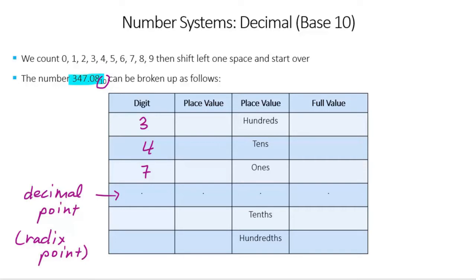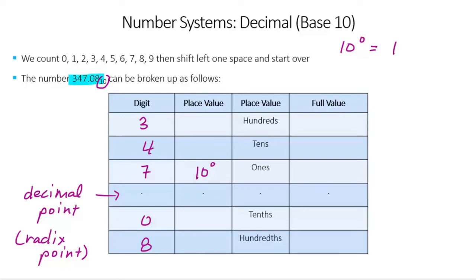After our decimal point, we have a 0 and an 8. What does the 3, the 4, the 7, the 0, and the 8 represent? Well, the 7 is in the ones place value. It represents 7 pieces of candy, or whatever it is that I'm counting. We can write this as the 10 to the power of 0 place value. Recall that 10 to the power of 0, anything to the power of 0, is equal to 1.